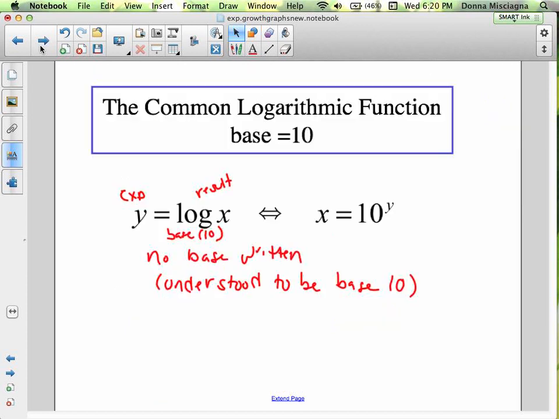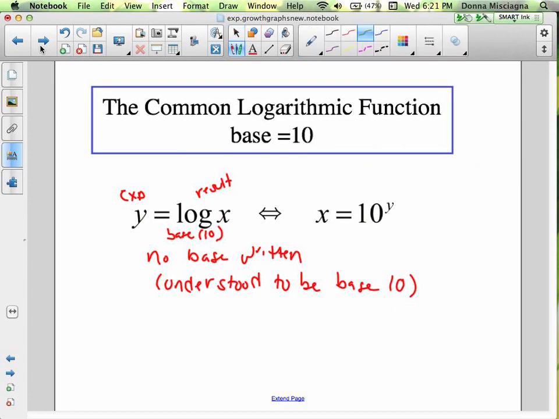The base we're learning about is the common logarithmic function. The common logarithmic function has a base of 10. No base is written, it's just understood to be 10. It's like the square root. Nobody puts the index of 2 there. We just understand when we don't see an index that it's a square root. So here we have y equals log x. Y is the exponent, the base is understood to be 10 when it's not written in, and x is our result.